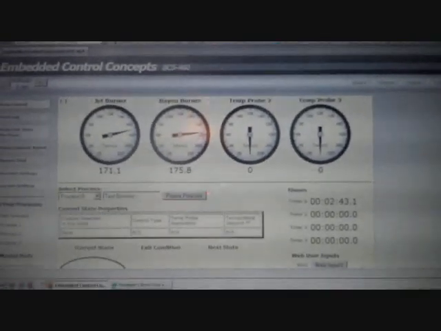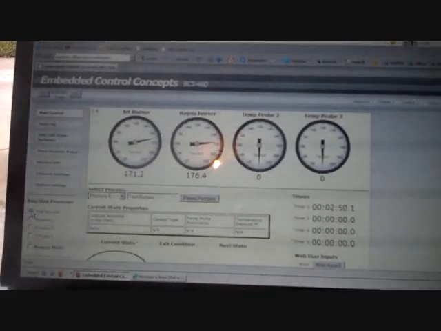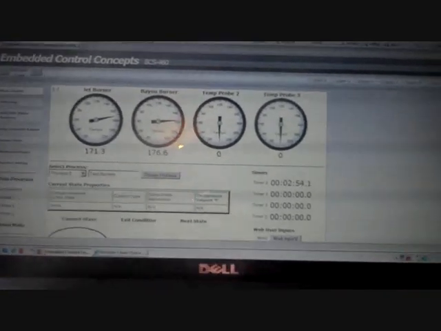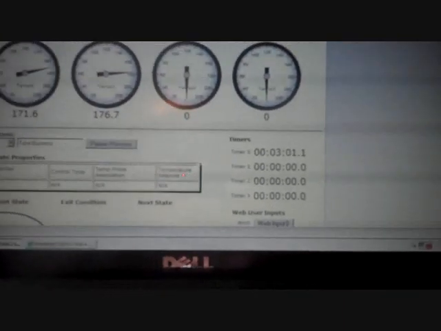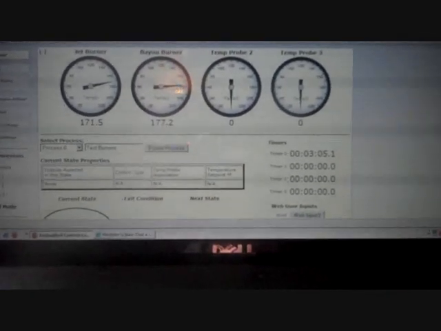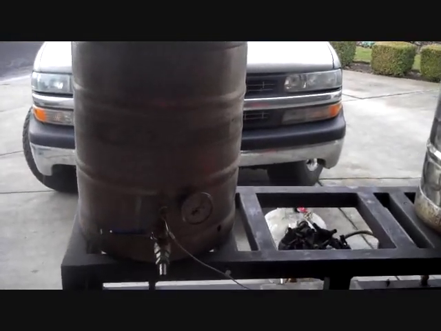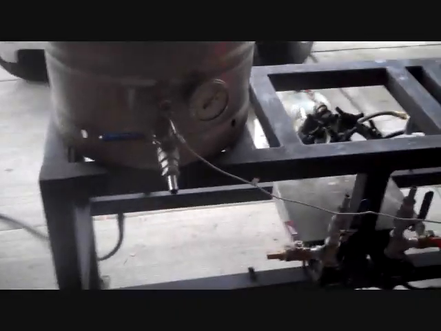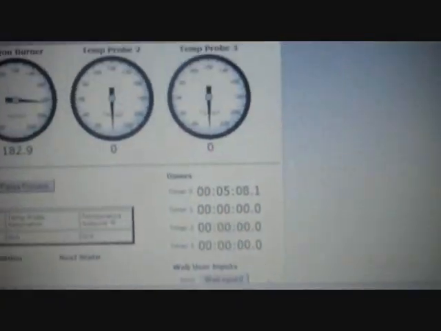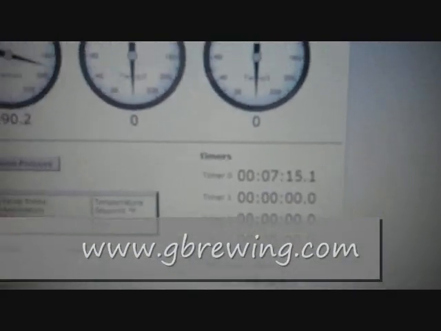Again, this is displayed on the BCS 460 by Embedded Control Concepts. We are using 6.5 gallons of water in each kettle, and it was pre-measured. We're approaching 5 minutes into the burn. The wires sticking out are for the temperature probes. Let's see where we're at. Seven minutes into this burn.